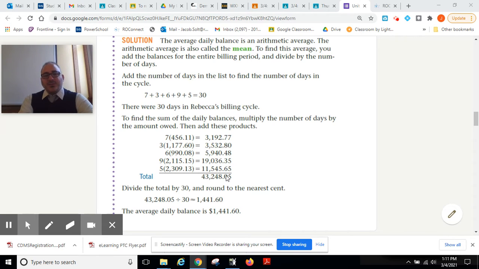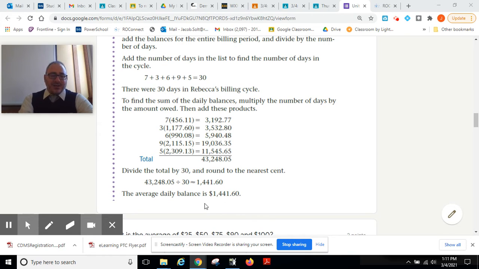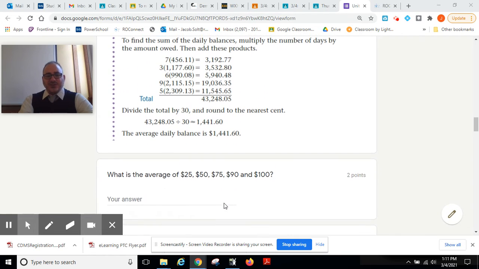To find out the average, we're going to need to then divide this big number, $43,248.05, by 30. All right, we divide it by 30, we get $1,441.60. That is her average daily balance. That is the figure the credit card company will use to charge her interest. All right, that is the figure they'll use to charge her interest.